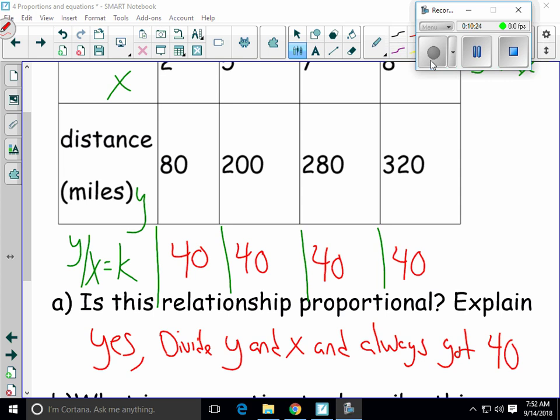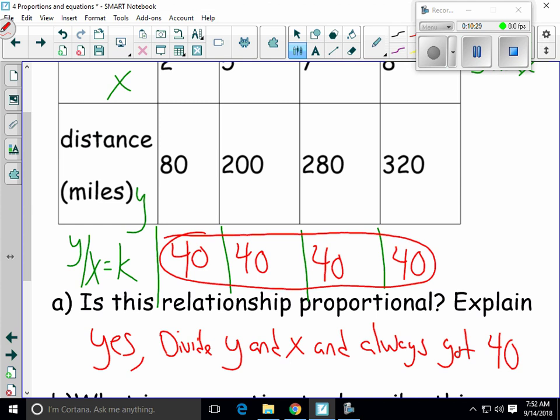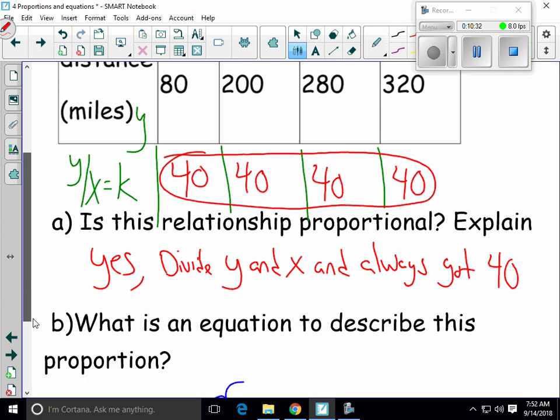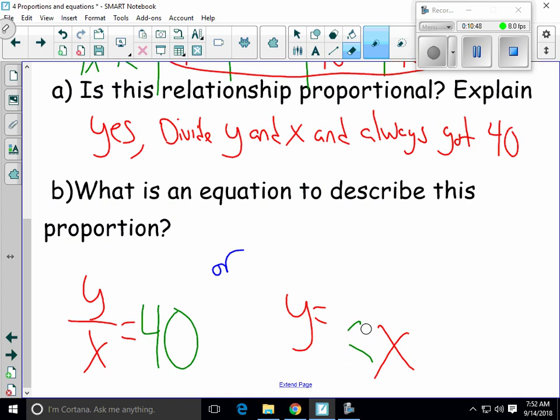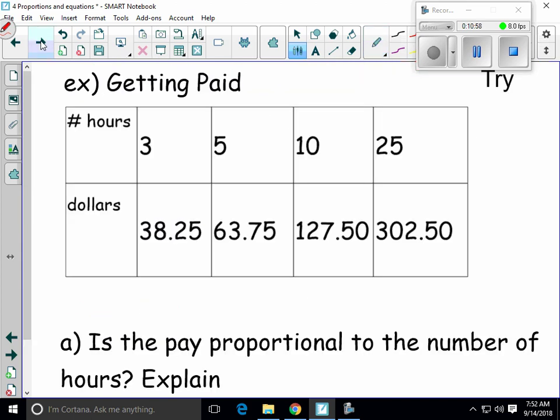Part A, hopefully you divided all four and you're able to get 40. So our constant of proportionality is 40. This is a proportion when we have a constant. Then we're going to use that 40, so I'm going to erase these letter k's. The first one I can say y divided by x equals 40. That's one possible equation. The second way I can say it, erase this k, substitute a 40: y equals 40x. Again, I want you to practice this.